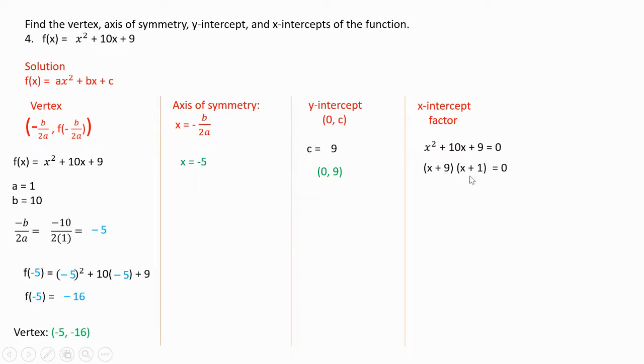Right, so this will give you x plus 9 and x plus 1. If you struggle with factoring, I believe I did a workshop on week 3 on factoring. Maybe you can go back and review factoring, okay? Because that's another topic there.